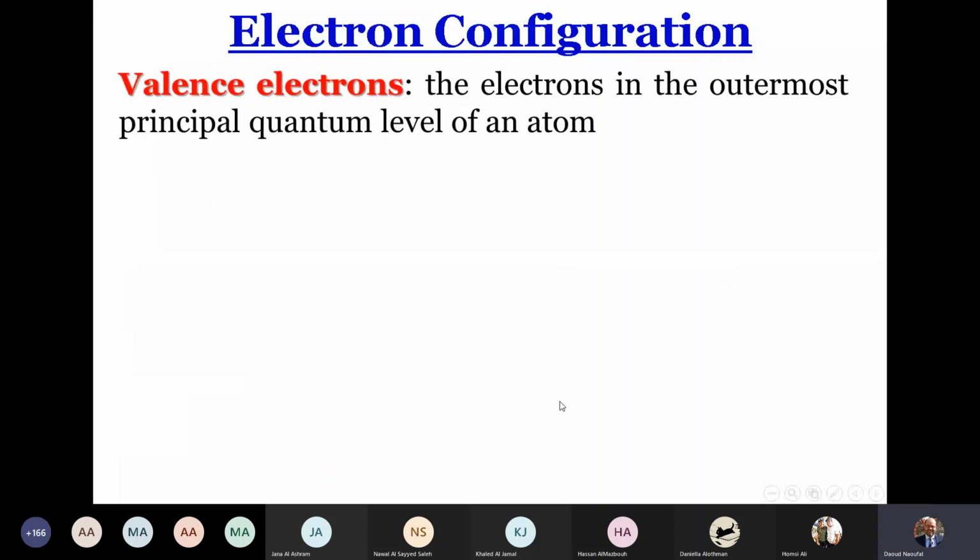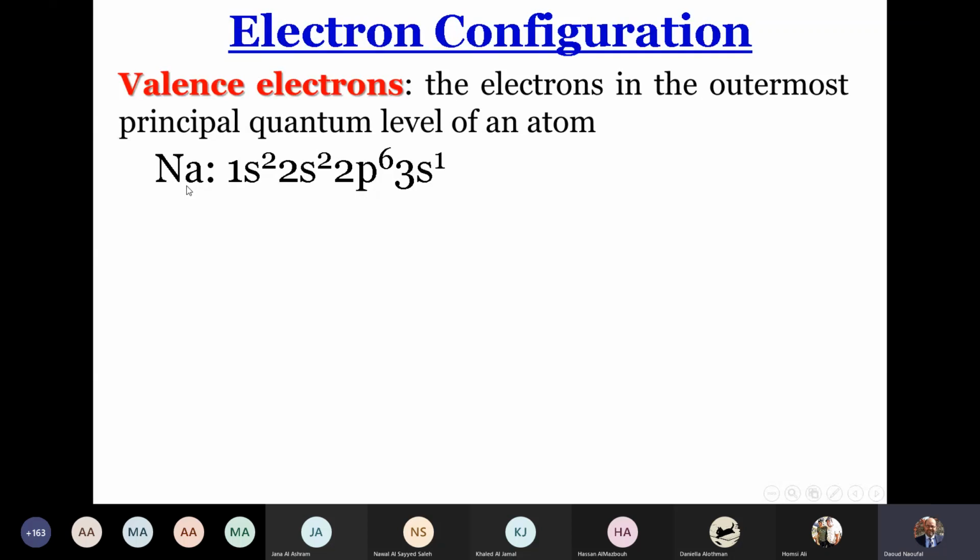What are the valence electrons? The valence electrons are the electrons in the outermost principal quantum level of an atom. So the valence electrons are the electrons on the valence shell, and the valence shell is the shell that is the most distant from the nucleus. So this is the last shell.